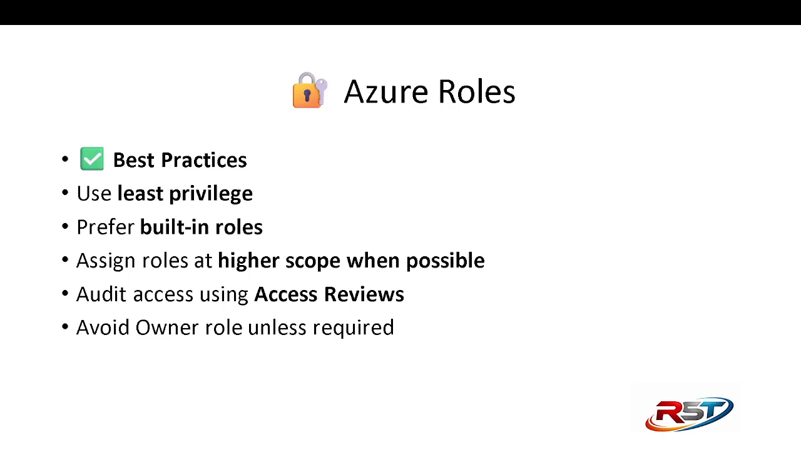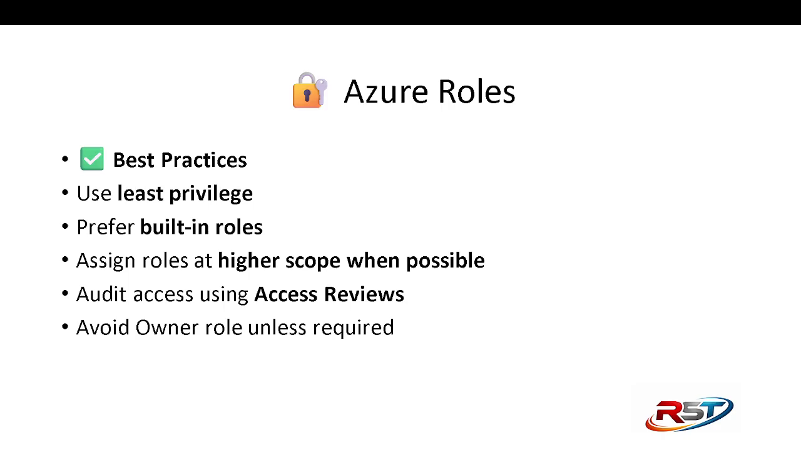Audit access using access reviews. This we have to do regularly. Access reviews will be there, and we have to audit the access. We have to make sure whether access is still required or not. If access is not required, we can revoke that role, that permission, from that user or group.